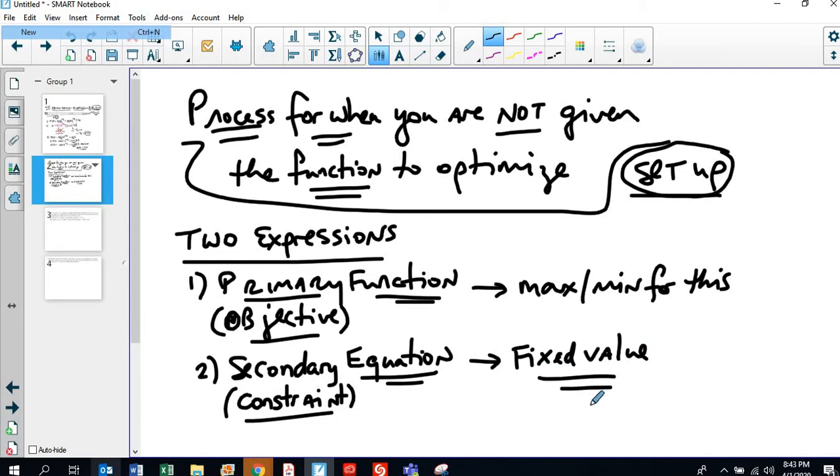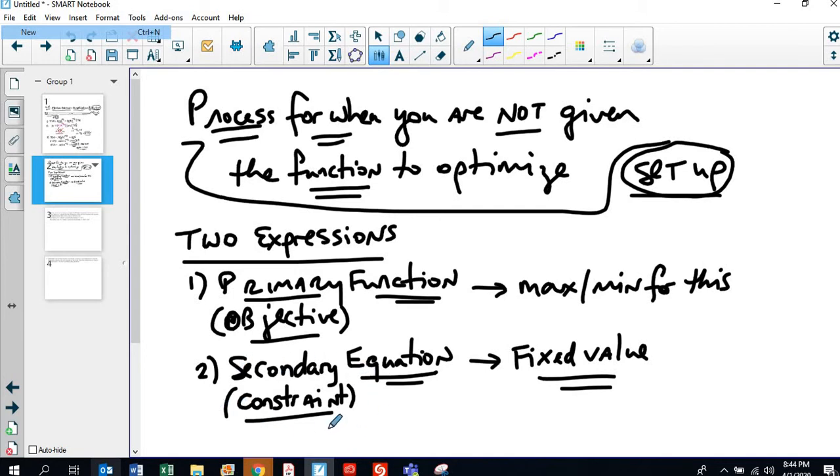So for example, if I tell you I have 1,000 feet of fence to use to enclose a field, then 1,000 feet can't be maximized. 1,000 feet is 1,000 feet. You want to maximize it, use it all. So that is not what we would be trying to maximize. That would be a constraint. We only have 1,000 feet of fence. If we had more fence, we could make a bigger field, a bigger rectangle, right?